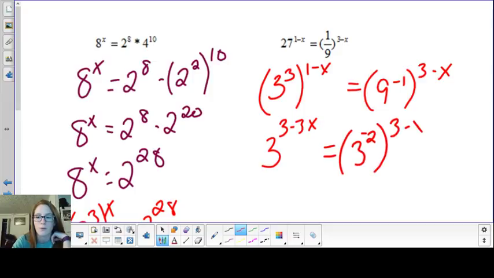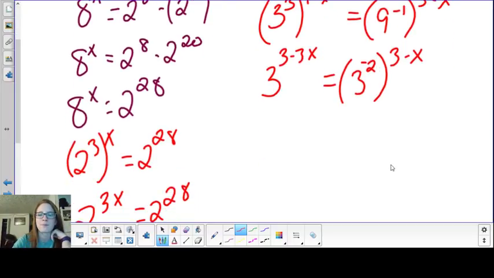So I have some multiplications going on here. Since I had 9 to the negative first, and I replaced it with a 2 to get 3, because 3 squared is 9, I take that 2 times that negative 1, and that's how I get the negative 2 here. So now I need to go ahead and simplify some more. So I have 3 to the 3 minus 3x.